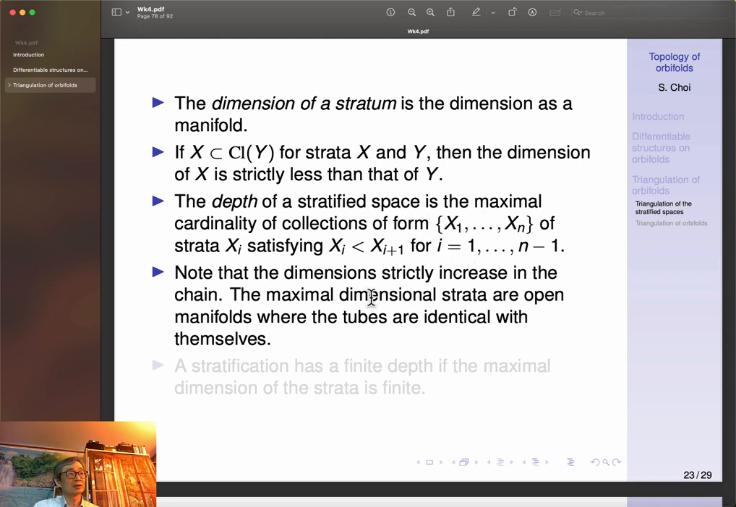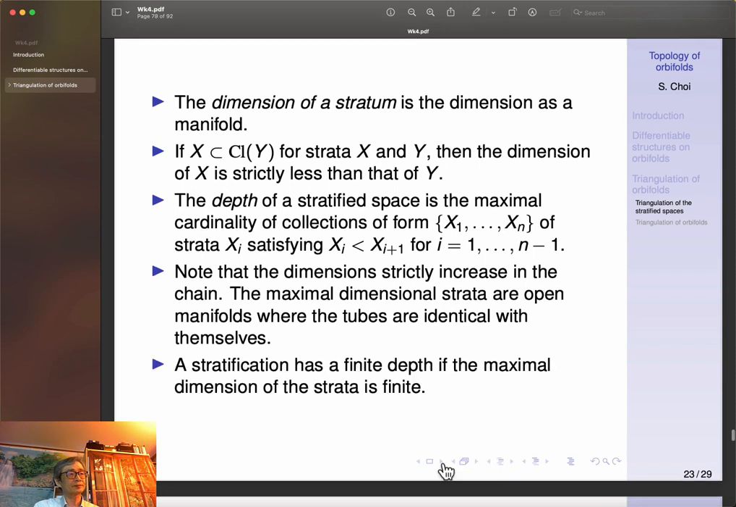So in a chain like this, the maximal dimension strata are open manifolds, so you have nothing containing them, where the tubes are identical with themselves. So this is the maximal dimension, so you don't have any other tubes, okay, unless it is itself. Okay. So a stratification has a finite depth if the maximal dimension of all the strata is finite, with some uniform bound. Okay.